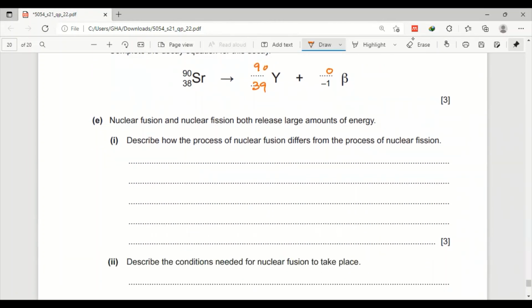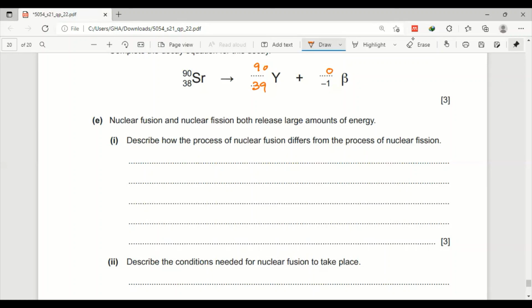Nuclear fission and the fusion both release large amount of energy. Describe how process of the nuclear fusion is different from the process of nuclear fission. In nuclear fission, heavy nucleus is broken into small nuclei along with the release of the energy. But in the fusion, 2 or more light nuclei are fused together to form a heavy nucleus along with the release of the energy. So this is the difference.